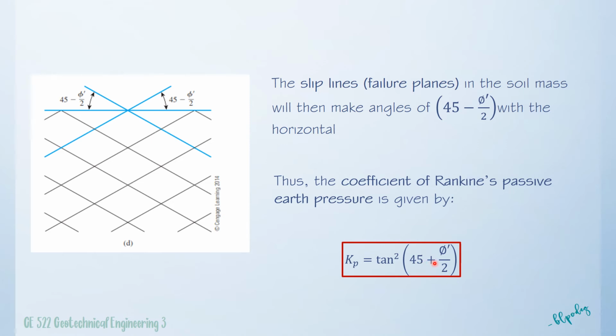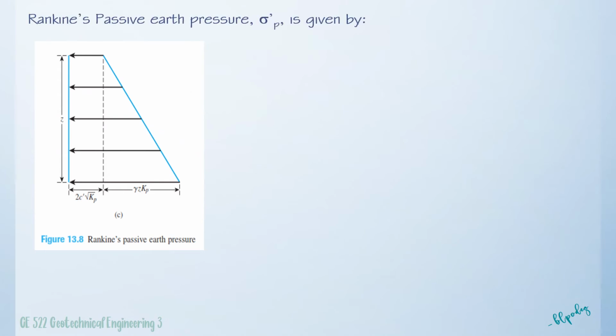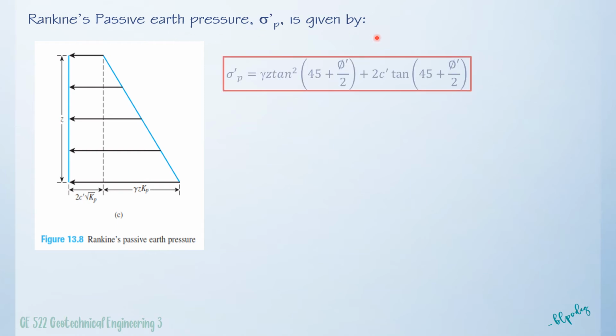So what has been changed? In the active, this is a minus sign or negative sign. In the passive, this is a plus sign. So this is an example of the Rankine's passive earth pressure diagram. Rankine's passive earth pressure is given by unit weight multiplied by z, tangent squared multiplied by the quantity 45 plus angle of friction divided by 2, plus 2c prime multiplied by tangent of 45 plus angle of phi divided by 2.